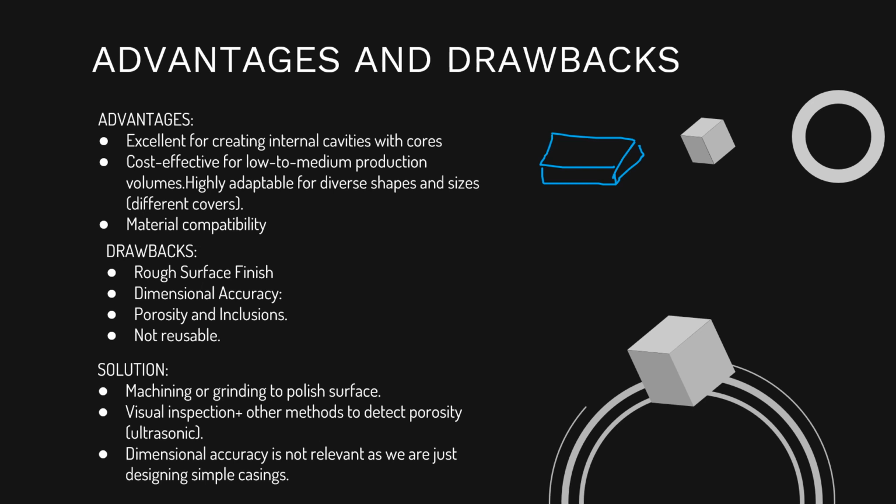The drawbacks of sandcasting are well known. The first one is the rough surface finish. Another one is the dimensional accuracy. However, this is not going to be an important issue in our case because the shape is going to be really easy. Then also porosity and inclusions. In the surface, there may be some defects, or inside the material we can have microporosity. And another drawback about sandcasting is that the molds are not reusable.